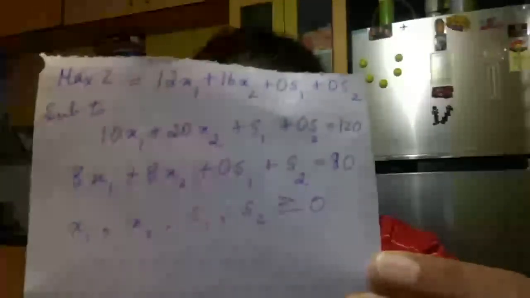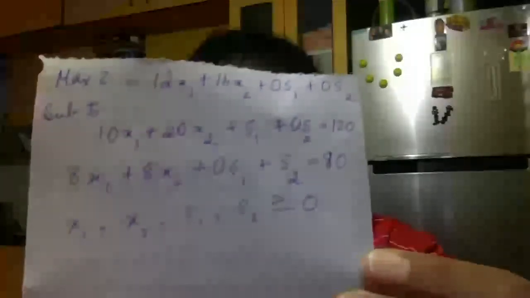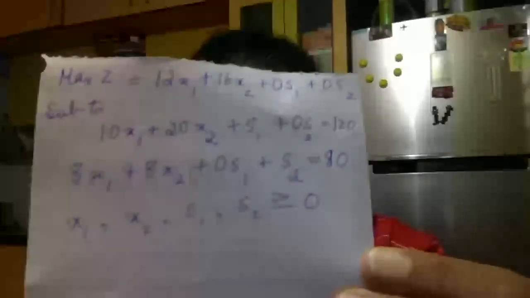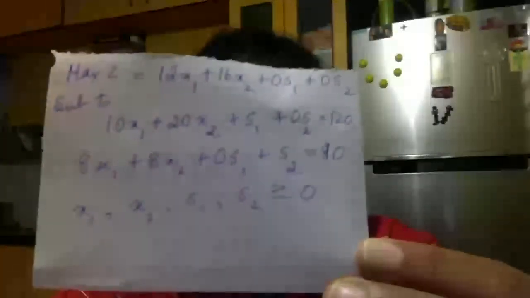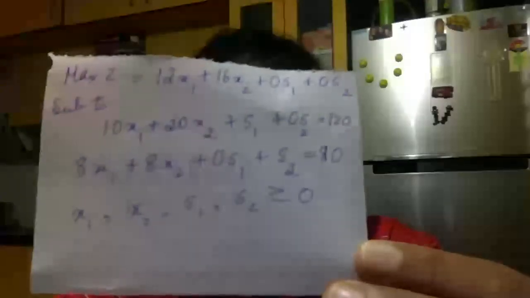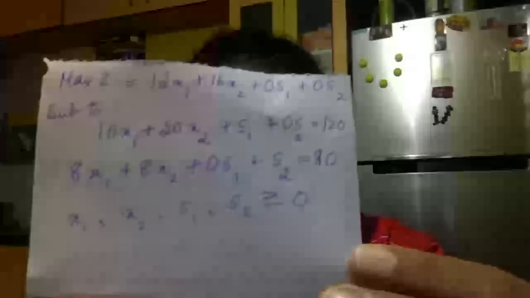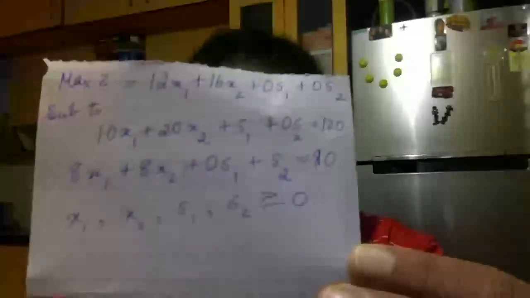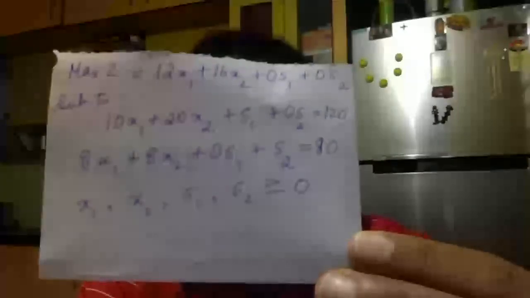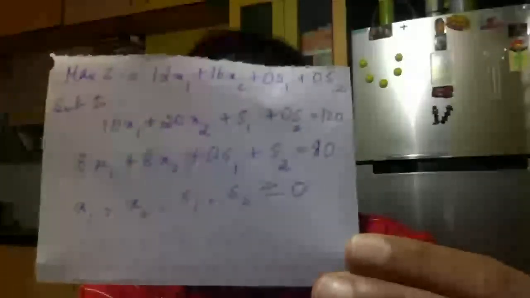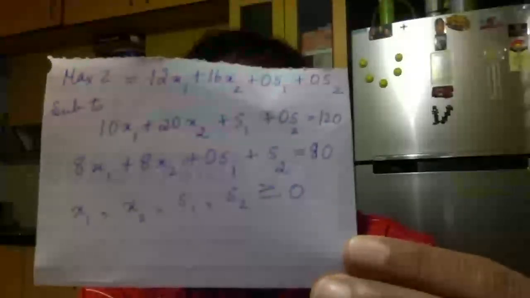I will explain again. I standardized the LPP by introducing slack variables. I introduced two variables because there are two constraints. So in each of the three equations, that is the equations of the two constraints and the objective equation, I had to introduce the slack variables. In the objective function, I gave the coefficients 0, so it becomes 0s1 plus 0s2.